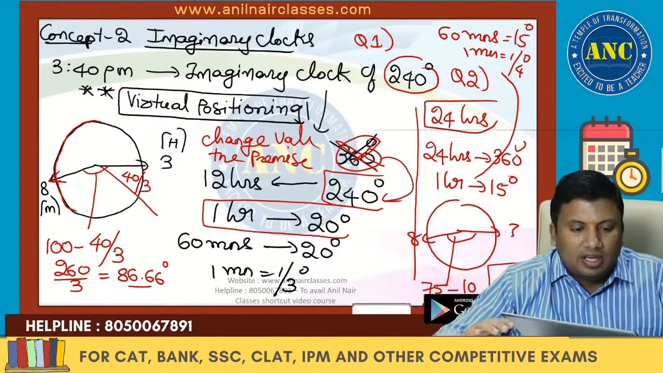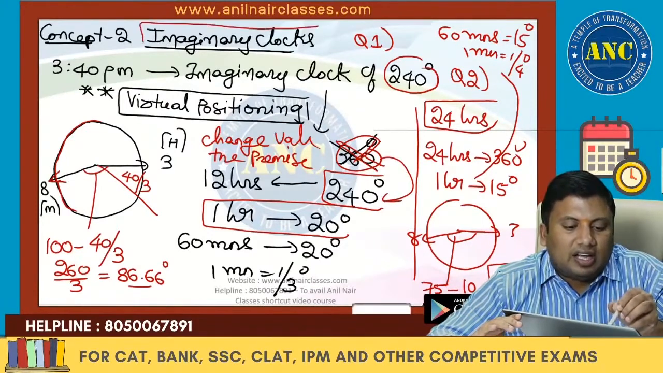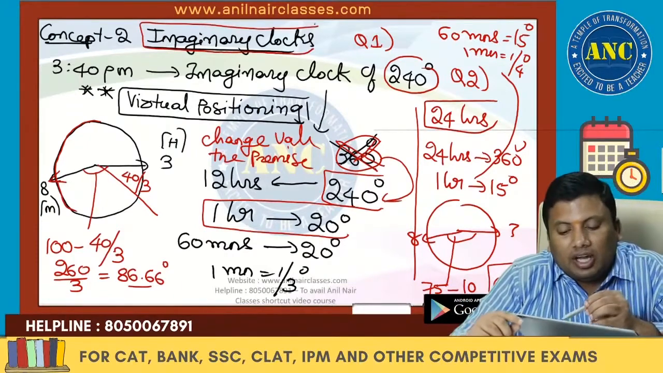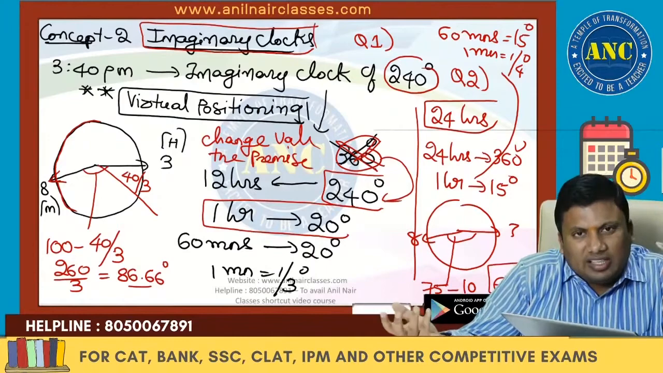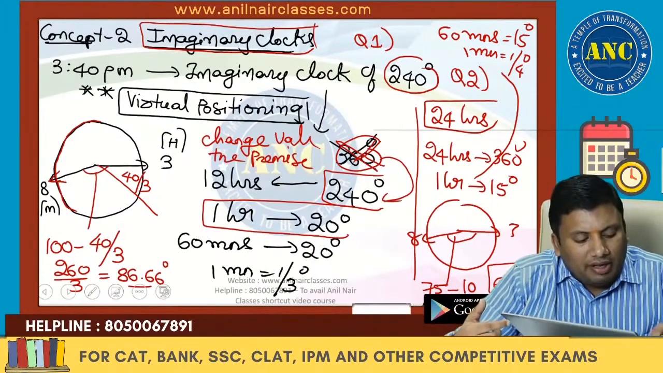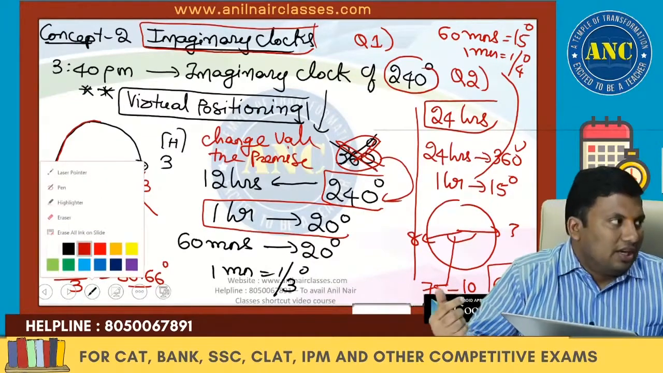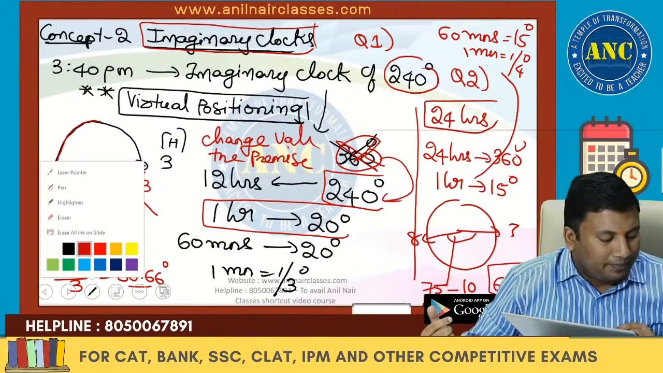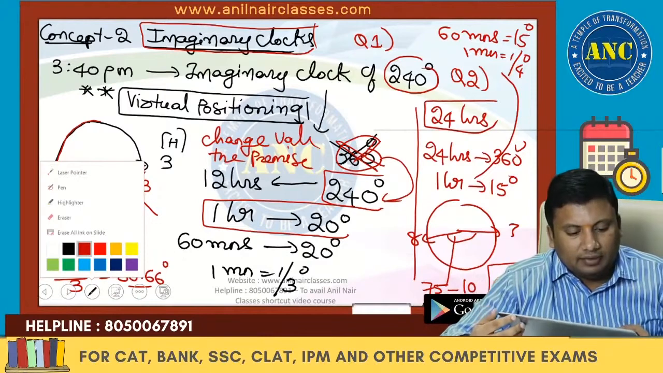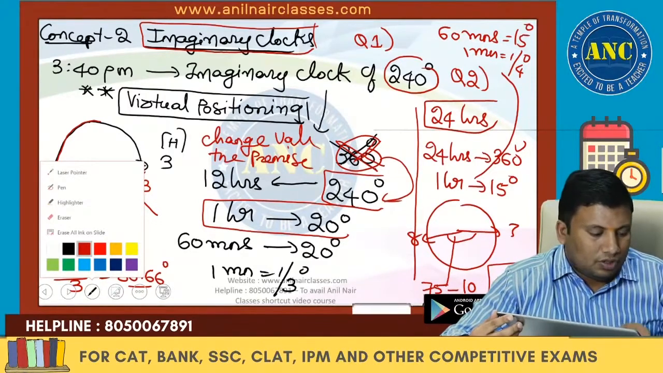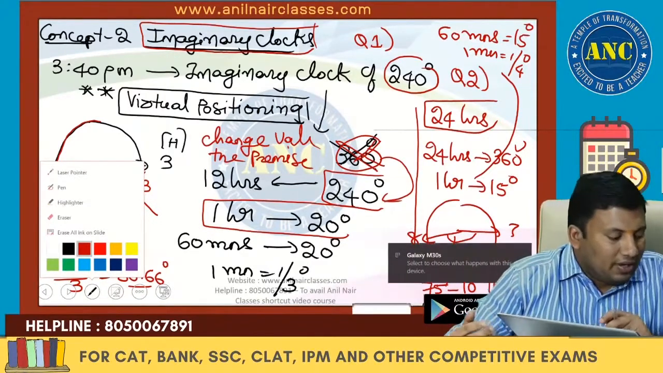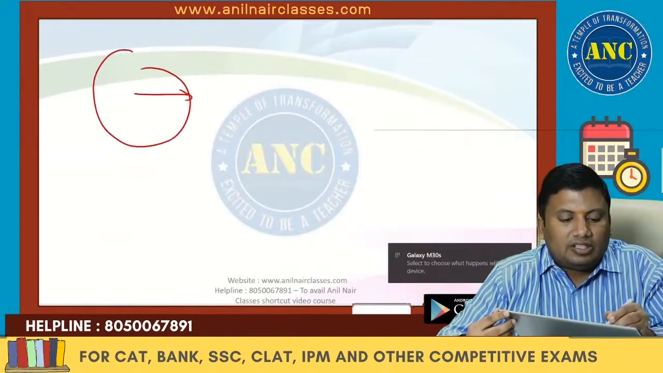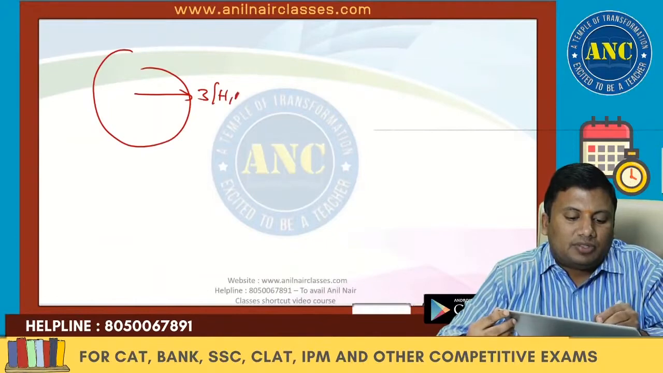I hope it is clear. This concept number 2 is at a slightly CAT advanced level. Probably for placements it has not been asked till now, but the idea is to tell you it is the same point of reference. Suppose it is 3:15, then the hour hand and minute hand positions are compared.